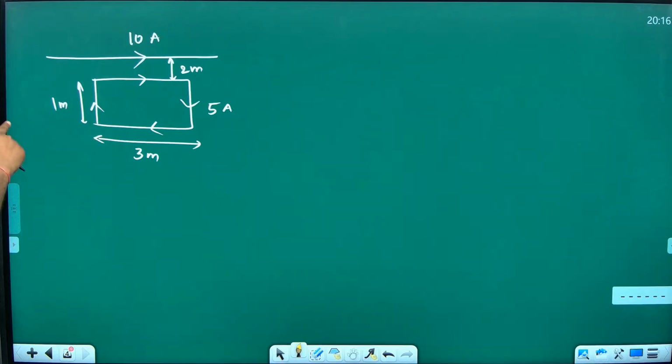Dimension of loop is given to you. Separation of the loop and the current carrying conductor is given to you, and they may ask you what is the net force on the conductor. If you realize, please pay attention.